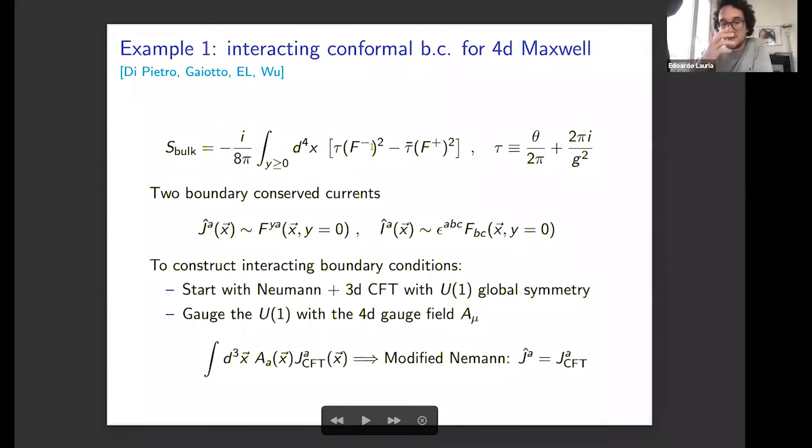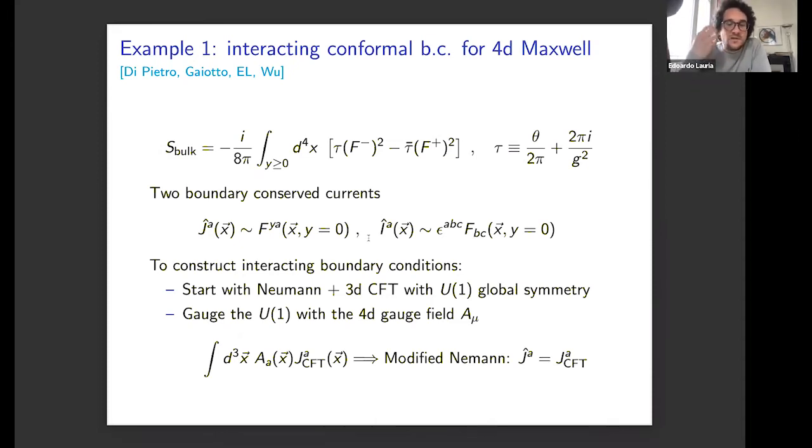So this is the full action of the theory, written in a more fancy language in terms of the self-dual and anti-self-dual components of the field strength, and in terms of the complexified gauge coupling. So theta appears here; it's the real part of tau. As we said, we have the bulk equations of motion, and they will tell us that as we push the field strength to the boundary, we find two boundary conserved currents. These objects are conserved as a consequence of the bulk equations of motion and the Bianchi identities. They are objects of dimension 2.